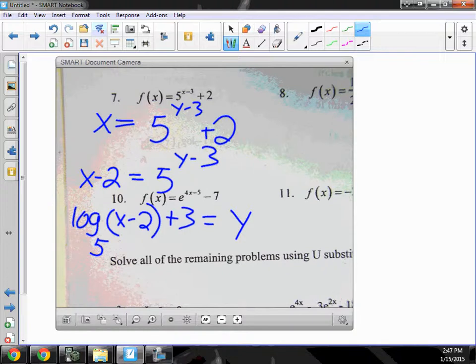So they're all kind of similar. We're going to spend more time in a day or two working with logarithm inverses and such. But that's just practice. It's just more practice converting back and forth between exponents and logarithms.